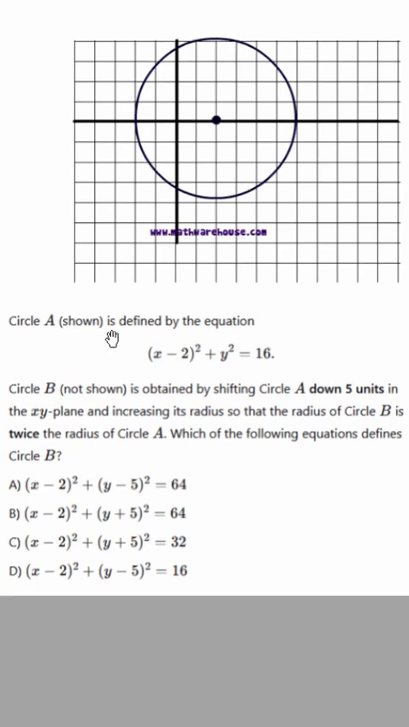Here's the question. Circle A, shown, is defined by the equation (x − 2)² + y² = 16². Circle B, not shown, is obtained by shifting circle A down 5 units in the xy-plane and increasing its radius so that the radius of circle B is twice the radius of circle A. Which of the following equations defines circle B? And they give you a bunch of different options down below.